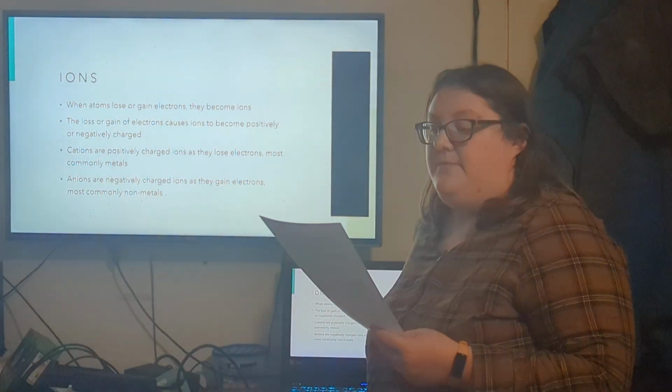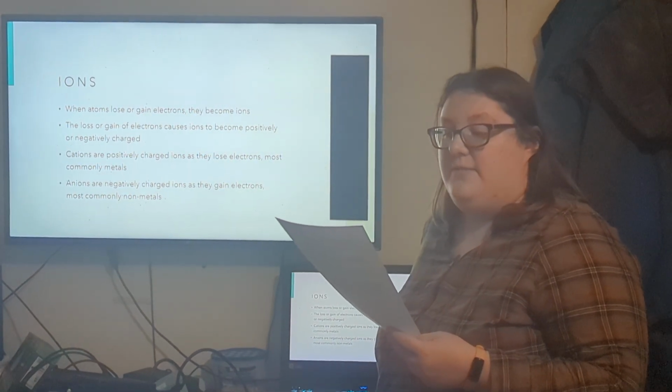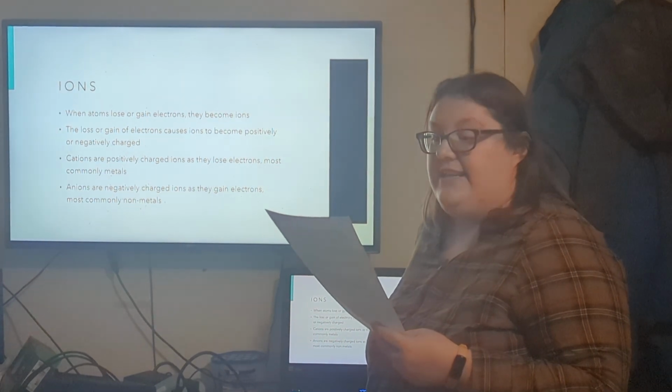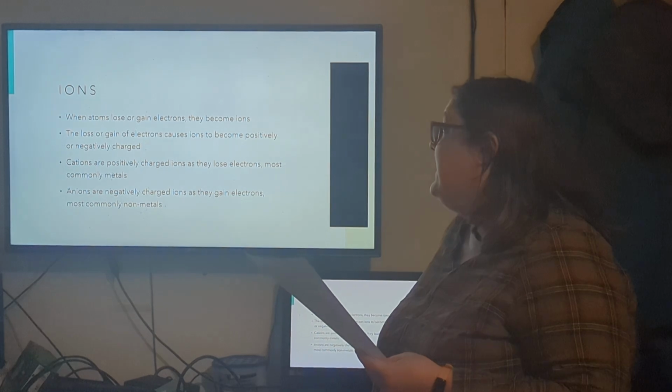Ions are created when atoms lose or gain electrons, becoming positively or negatively charged. They do this in order to become more stable. We call negatively charged ions, which have gained electrons, anions, and positively charged ions, which have lost electrons, cations.